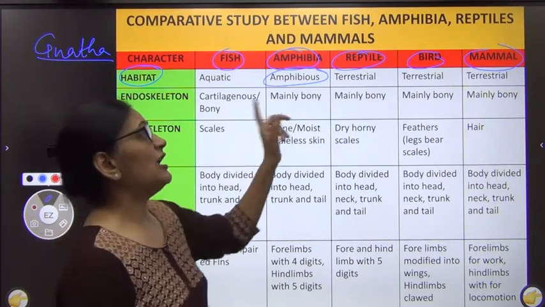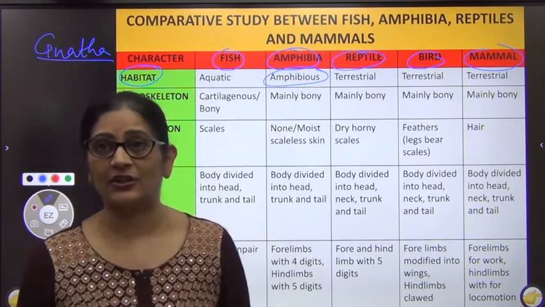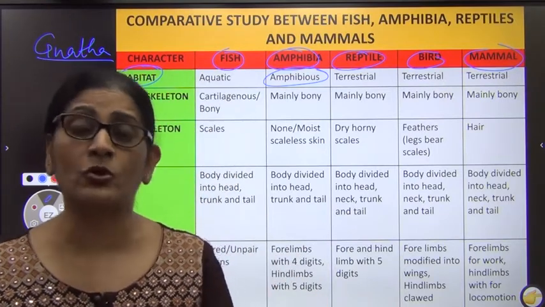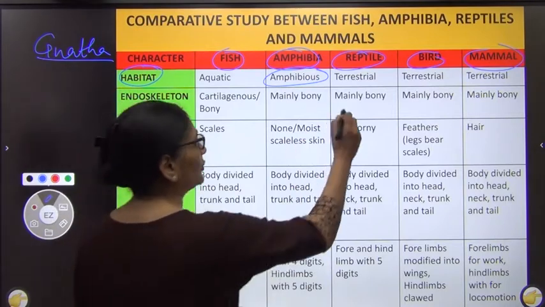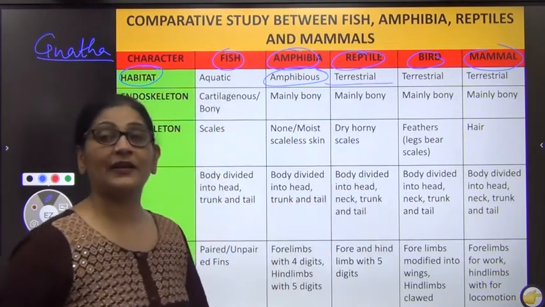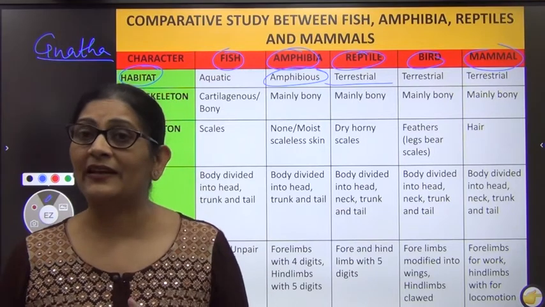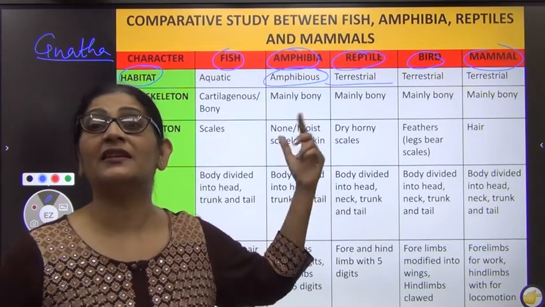Now you remember, reptile onwards, they are all terrestrial. Reptile is terrestrial, bird is terrestrial, mammal is terrestrial. अब आप पूछोगे नहीं मैम, I'll tell you, you are a little confused. मुझे पता है there is one reptile, that is crocodile. वो तो पानी में रहता है. और आप कह रहे हो नहीं, reptile is a terrestrial animal.